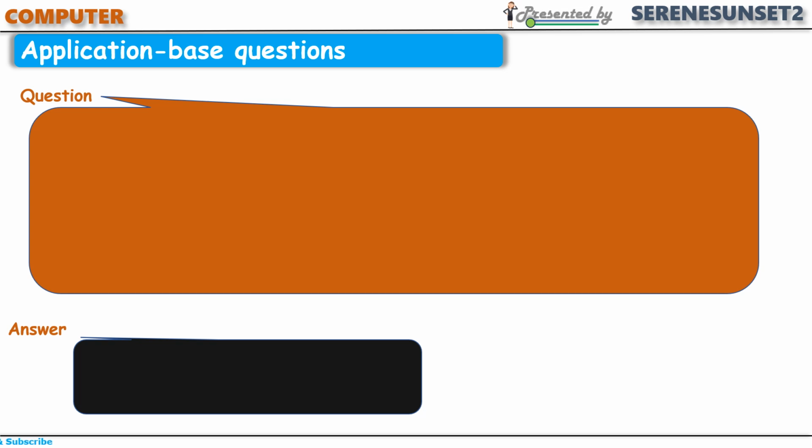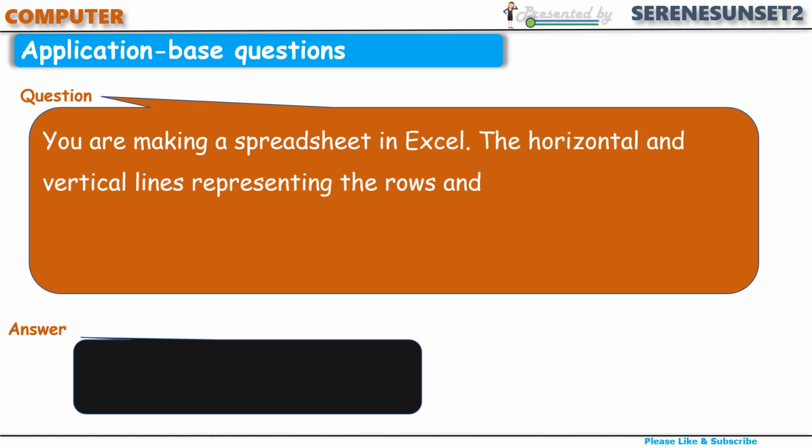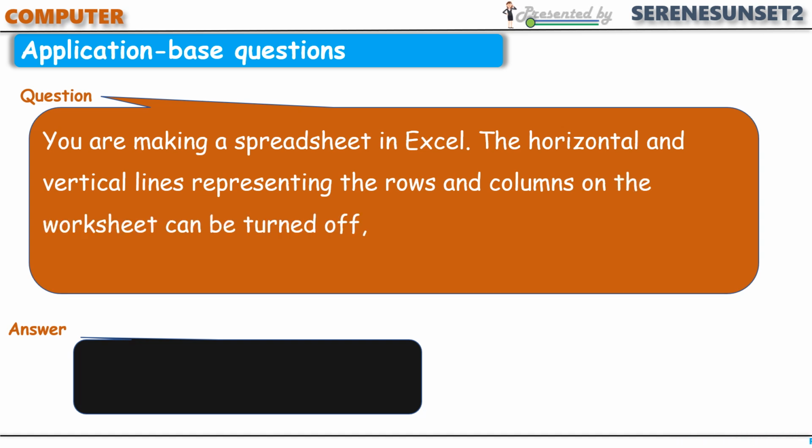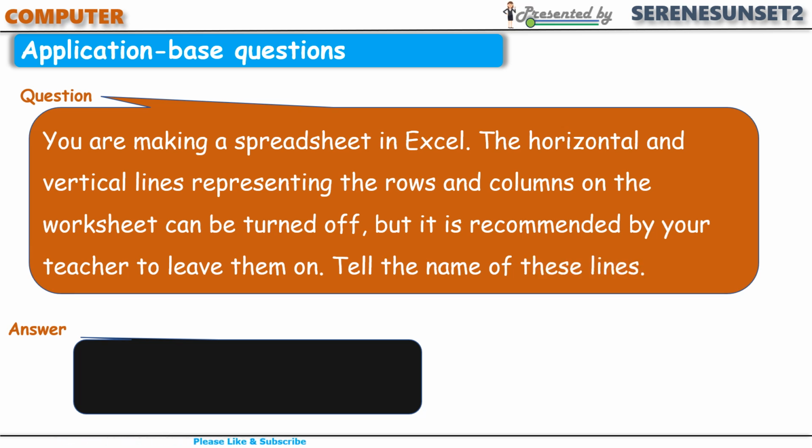Application based questions. Question: you are making a spreadsheet in Excel. The horizontal and vertical lines representing the rows and columns on the worksheet can be turned off, but it is recommended by your teacher to leave them on. Name these lines. Answer: grid lines.